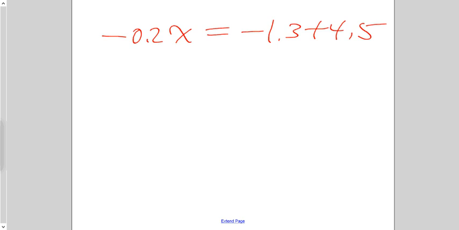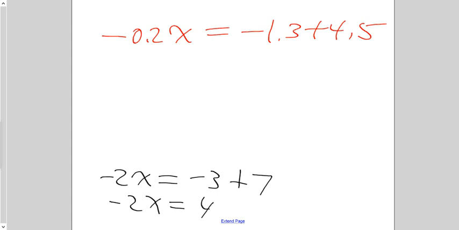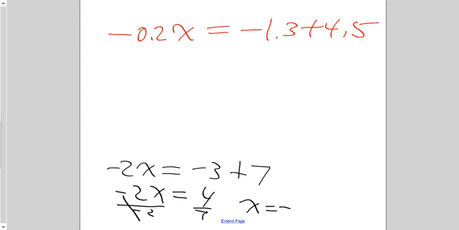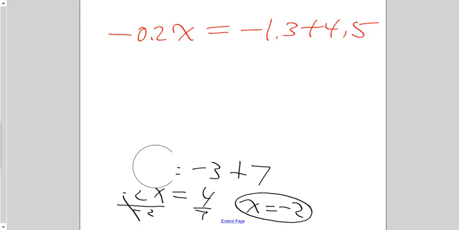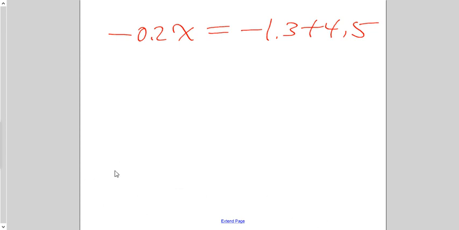So again, if I had an easier question of negative 2x equals negative 3 plus, let's do 7, this black question and the red question are identical, except the black question has easier numbers to work with. I would simply create negative 2x equals 4. Then I would divide both sides by negative 2 and get x equals 4 divided by negative 2, which is negative 2. So the same process we would use for an easier question is what we're going to use for the more difficult question. I'm going to keep my coefficient of negative 0.2x, and add these two together.